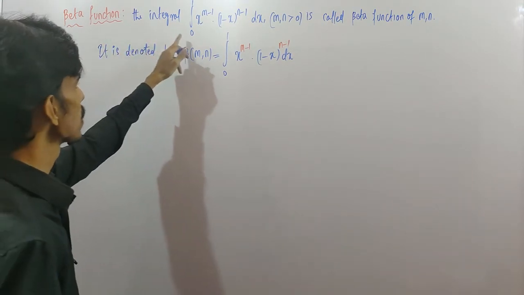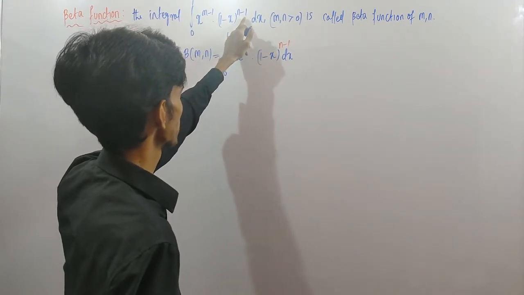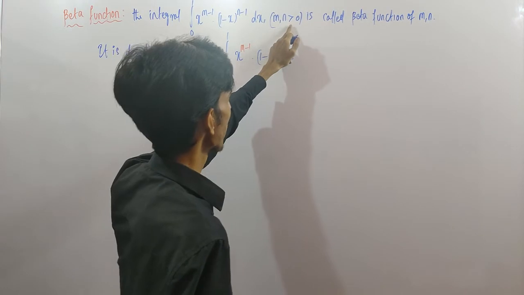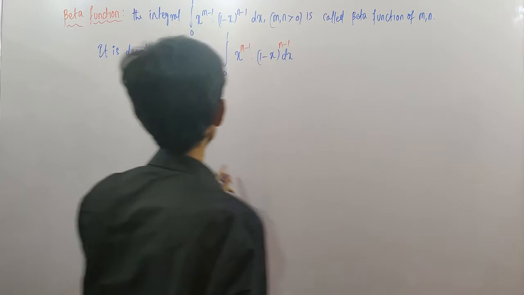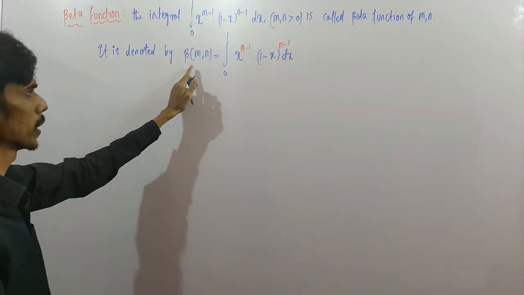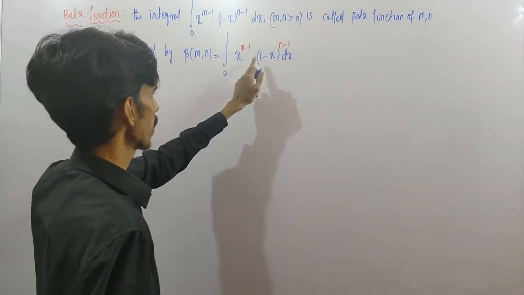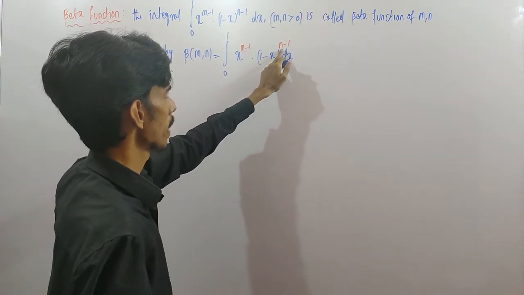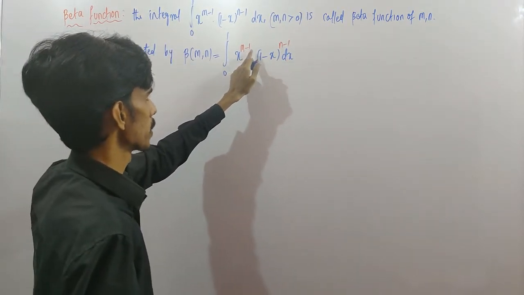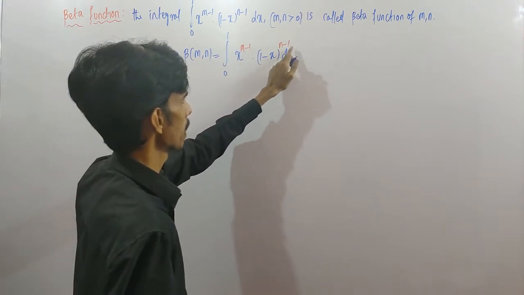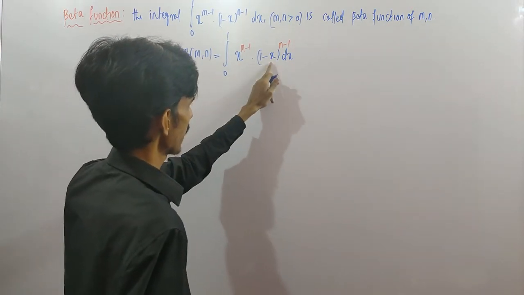Beta function: the integral 0 to 1 x power of m minus 1 into 1 minus x power n minus 1 dx, where m comma n is greater than 0, is called beta function of m comma n. It is denoted by beta of m comma n is equals to integral 0 to 1 x power of m minus 1 into 1 minus x power n minus 1 dx. Here m is there, so write down m minus 1. n is there, write down n minus 1. Here x is a dummy variable. Here we have x dx.